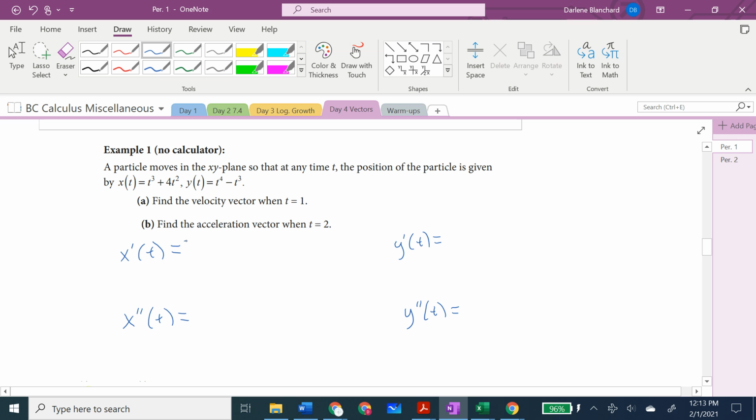So we take the derivative, and I'm just going to go into the second derivative because it's easier to keep going than to come back. And then for the y, first derivative, and then the second derivative.